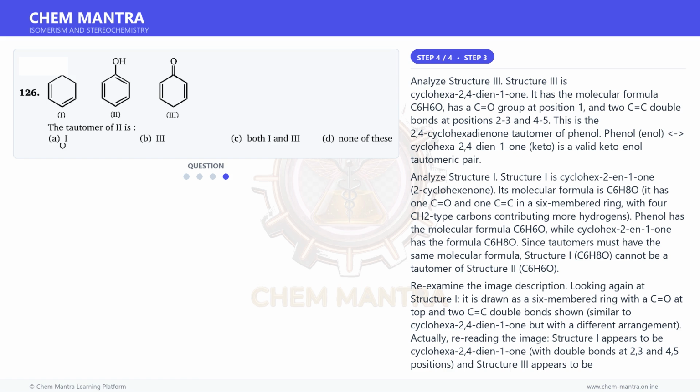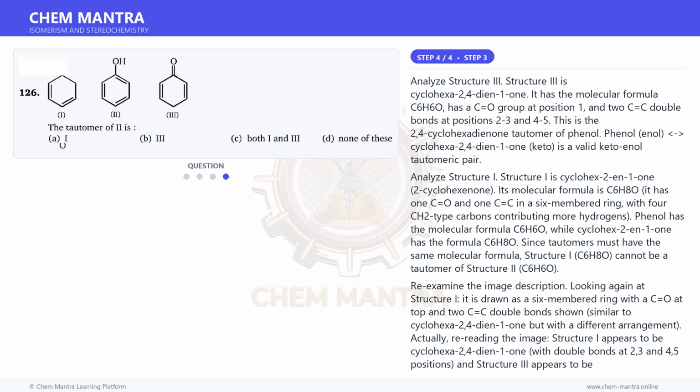Conclusion. Both structure I, cyclohexa-2,5-dien-1-one or another cyclohexadienone isomer, C6H6O, and structure 3, cyclohexa-2,4-dien-1-one, C6H6O, are keto tautomers of phenol, structure 2. They both share the molecular formula C6H6O and interconvert with phenol via proton transfer and bond reorganization.